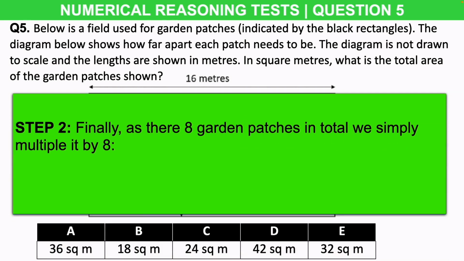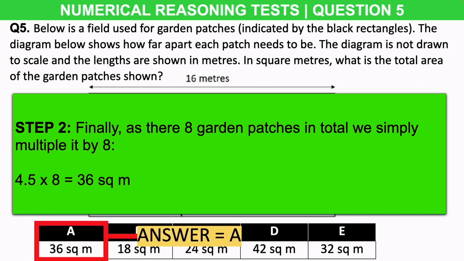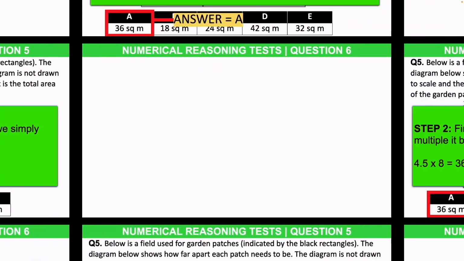And then finally, all we need to do, as there are 8 garden patches in total, we simply multiply it by 8. So 4.5 times 8 equals 36 squared meters. So the correct answer is A, 36 squared meters. Pretty basic stuff, but if you haven't done this in a while, you might be a bit rusty on your maths. So it's really important that we get these foundations done right and then move on to more challenging question types. So give this question a go for yourself.